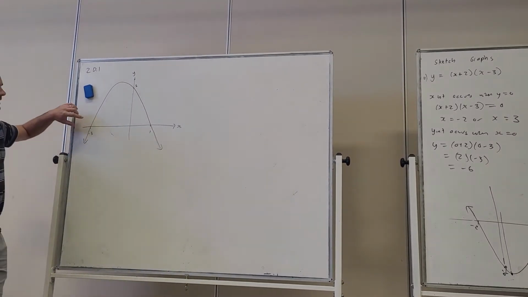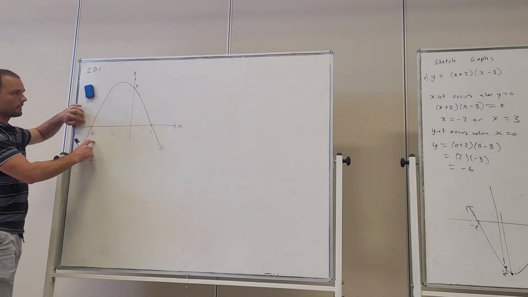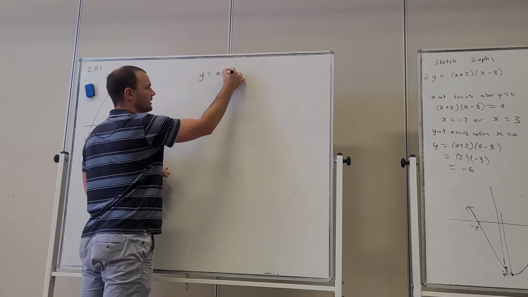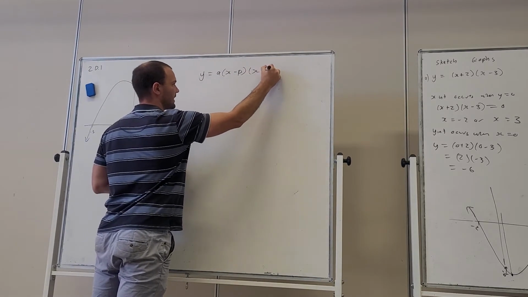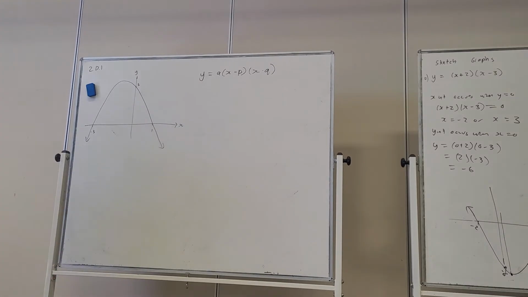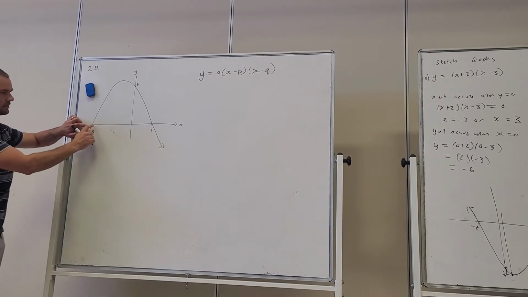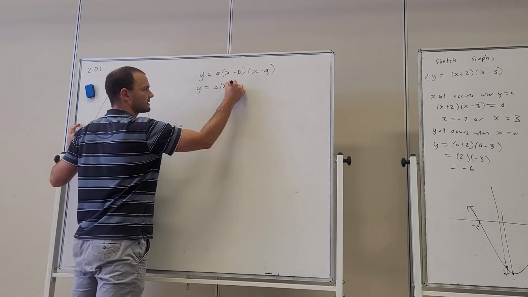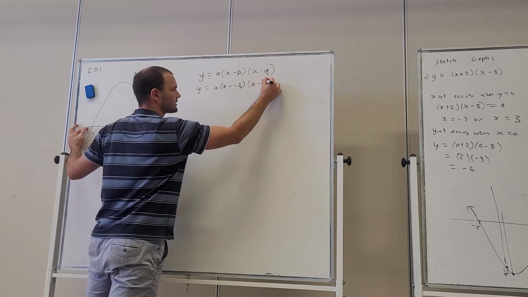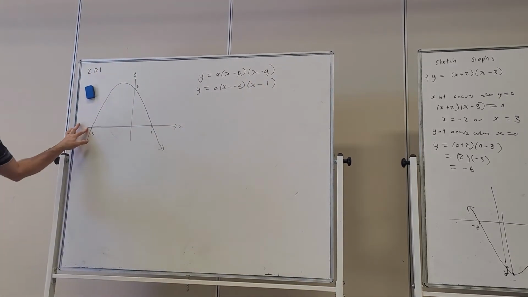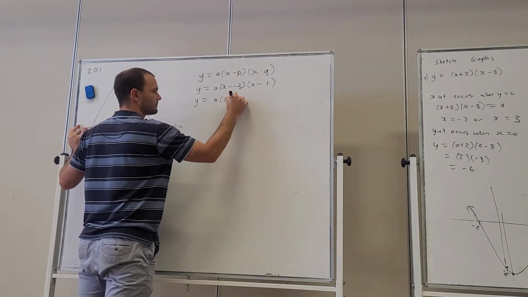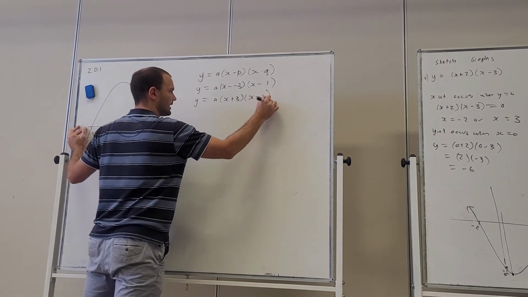So, first thing we need to do, identify the roots. Alright, so I like to write it up like this. y equals a times x take p times x take q. Remember, we've used p and q as the roots. The root here is -3, and the root here is +1. So we're going to have x take -3, x take +1. Okay, let's simplify that a little bit. So we've got y equals a times x plus 3 times x take 1.